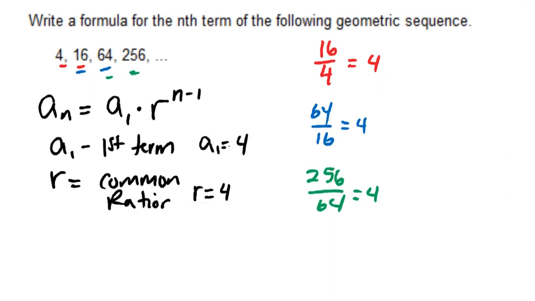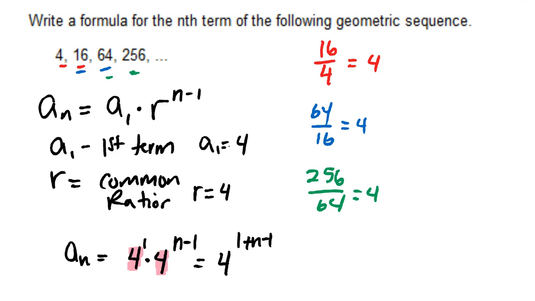So we can write the formula for the nth term to be 4 times 4 to the n minus 1. And since those have the same base, we can actually add the exponents together. That's 4 to the 1 plus n minus 1, and that's 4 to the n. So the nth term is 4 to the n.